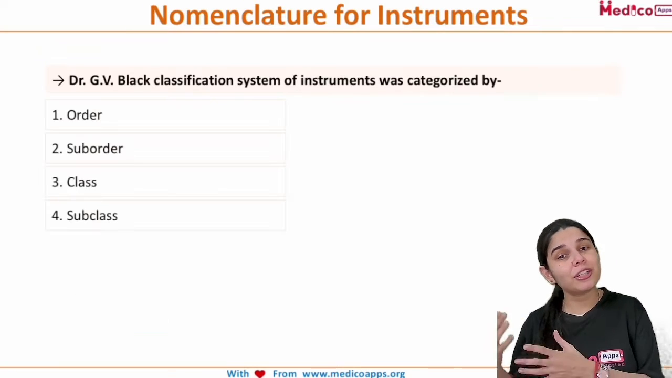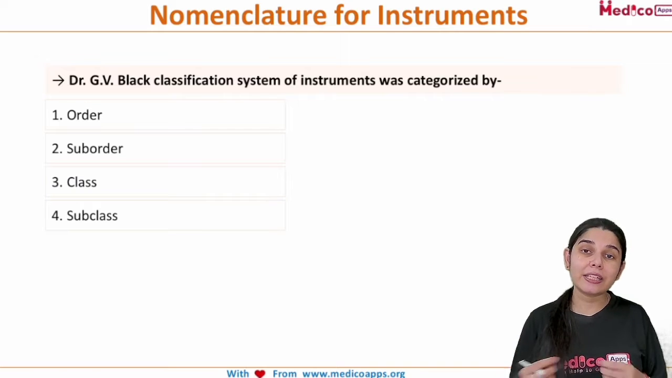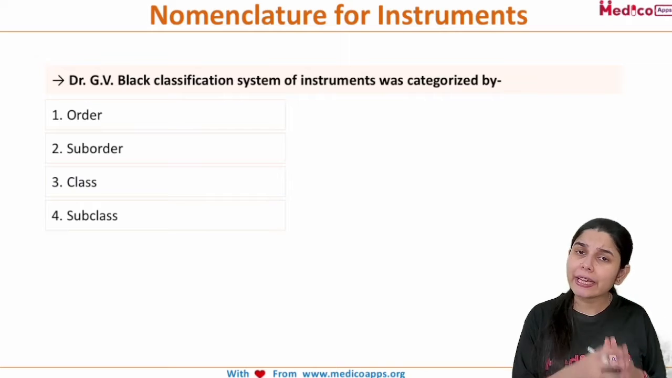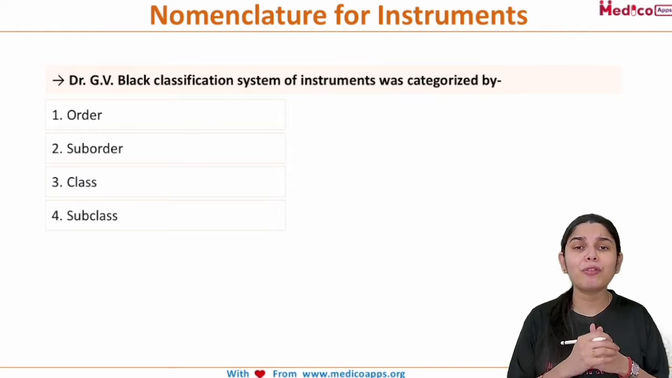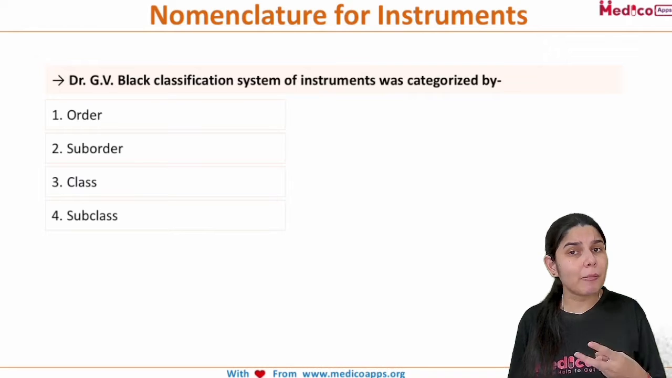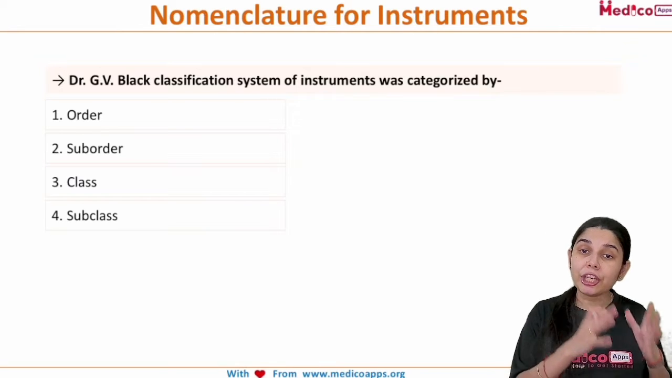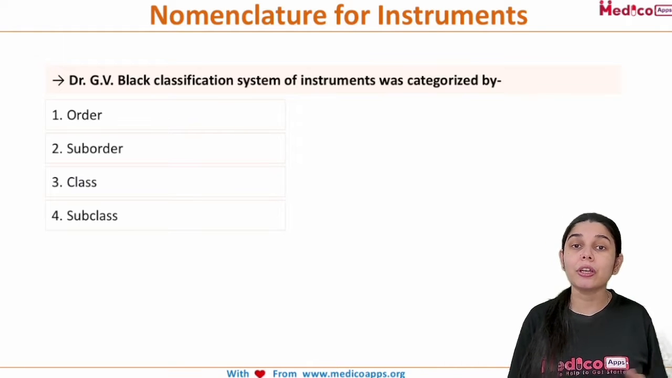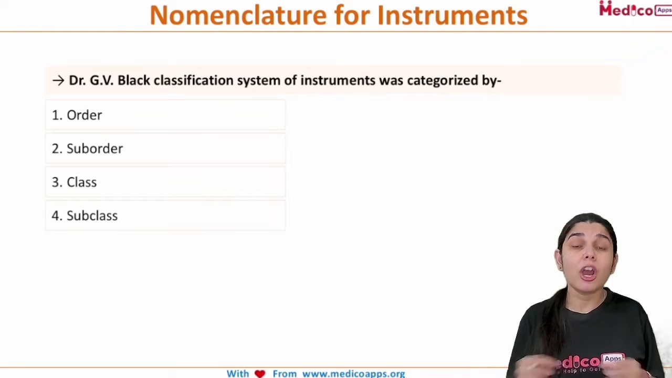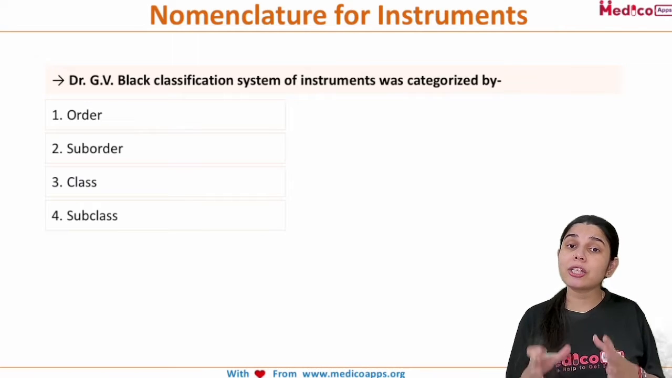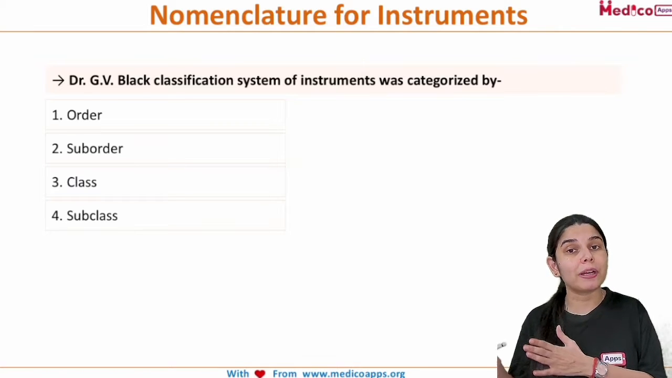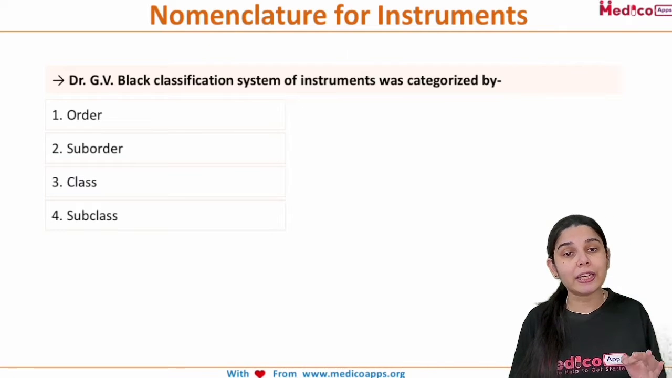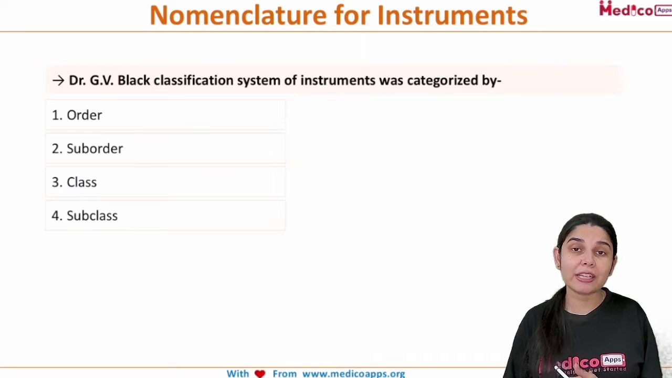So here, Dr. G.V. Black basically categorized the instruments into 4 categories. And what are those 4 categories? So he classified smartly into 4 categories. They are the order, suborder, class and subclass. Now each of these 4 categories which I have just mentioned has a specific function or significance. The order does not mean the number of order of the instrument, but each of these categories has a very important significance in its own.